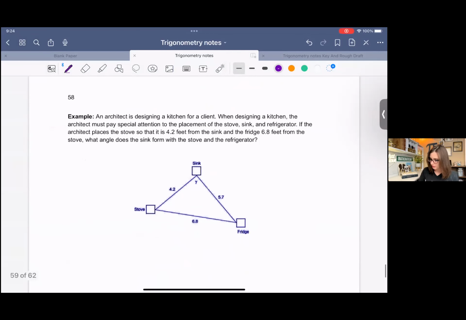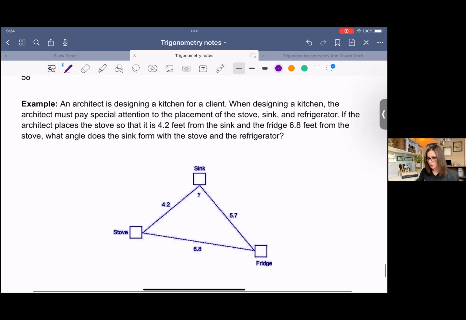Next example, an architect is designing a kitchen for a client. When designing a kitchen, the architect must pay special attention to the placement of the stove, sink, and refrigerator. If the architect places the stove so that it's 4.2 feet from the sink and the fridge is 6.8 feet from the stove, what angle does the sink form with the stove and the refrigerator?